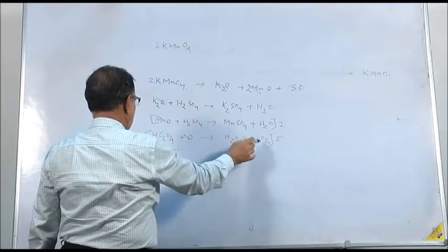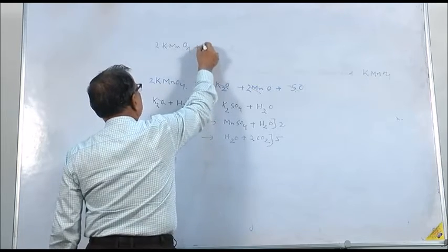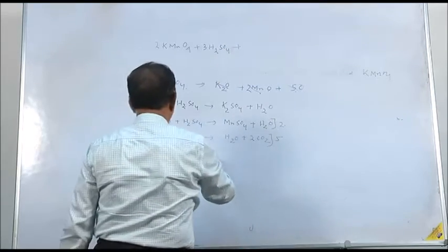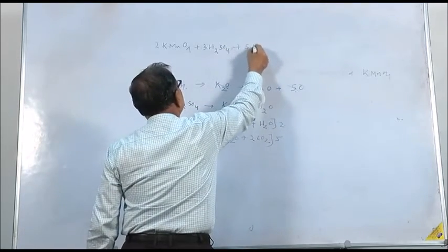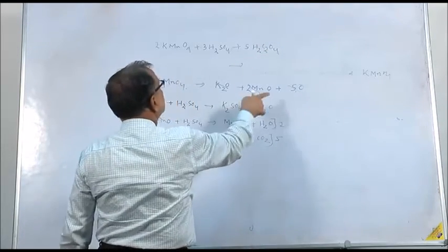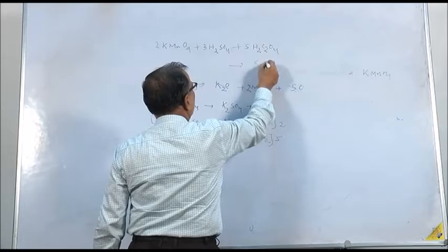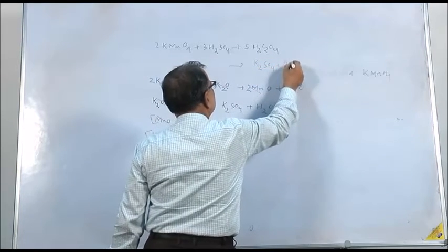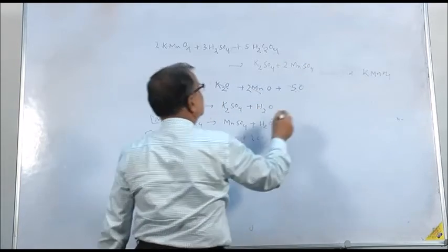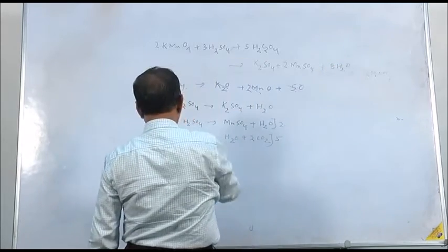plus 2 sulfuric acid, 1 sulfuric acid will be 3 H2SO4, plus 5 oxalic acid, 5 H2C2O4, we will get K2SO4 plus 2 manganese sulfate, MnSO4, plus 5 H2O, 2 H2O, 1 H2O, plus 8 H2O, with 5 oxalic acid.